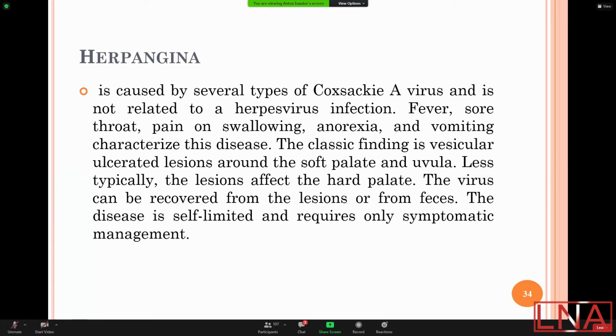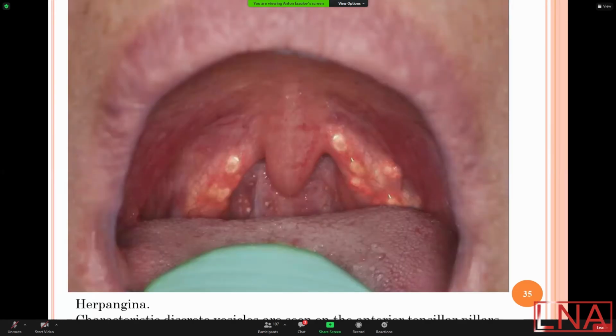The virus can be recovered from the lesions or from feces. This disease is self-limited and requires only symptomatic management. There is no specific treatment for it. Look at the picture. The characteristic descriptive vesicles are seen on the anterior tonsillar pillars. Herpangina looks like this. It's not a bacterial infection.